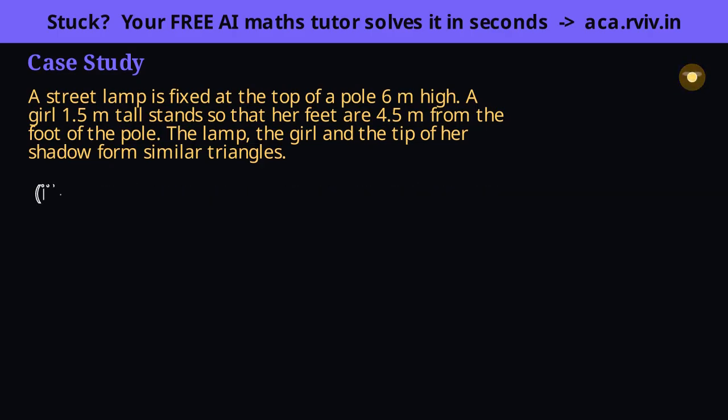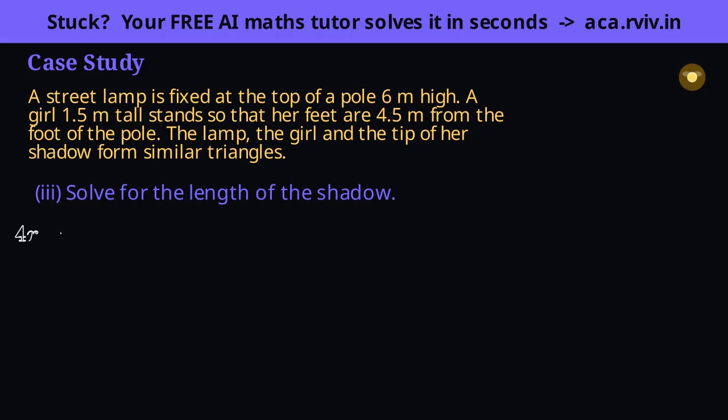Simplify the easy side first. 6 over 1.5 is exactly 4. So the lamp is 4 times the girl's height. That gives 4 equals 4.5 plus x over x. Now cross multiply and gather the x terms.